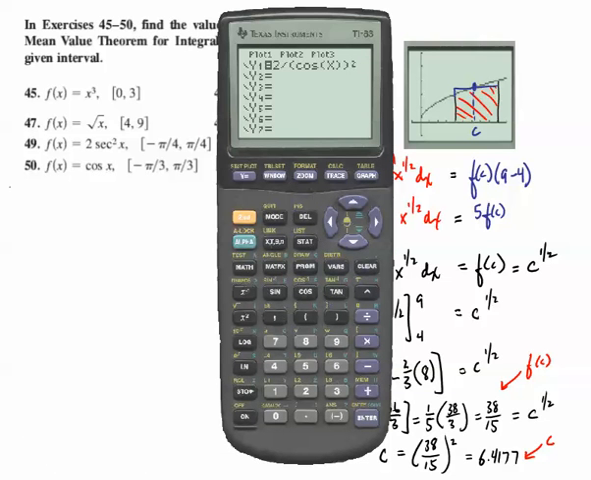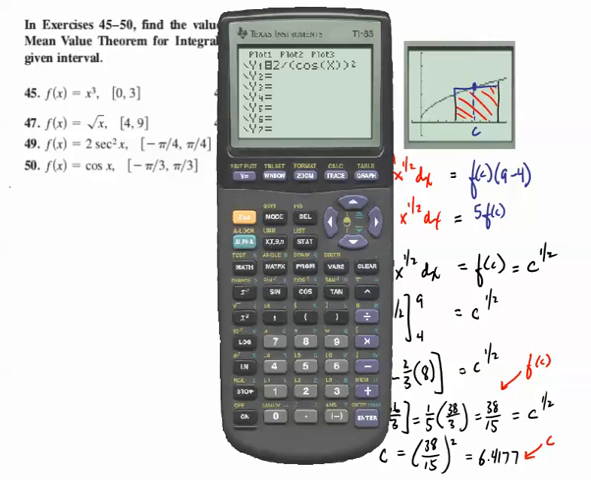So in number 49, we're working with the function 2 times secant square of x. And this is instructive in using the calculator. We don't have a secant function. We have sine, cosine, or tangent, and we have their inverse functions, but we don't have their reciprocal functions. So what we're going to have to do, secant squared of x, remember, is 1 over cosine squared of x. So in this case, it's 2 times that, so it'll be 2 over the cosine of x, and I wrap that in parentheses, quantity squared.